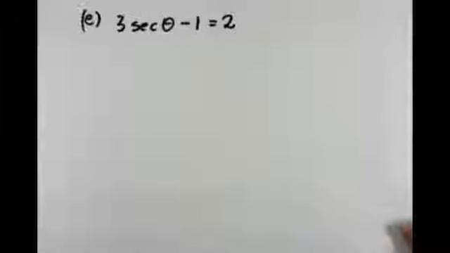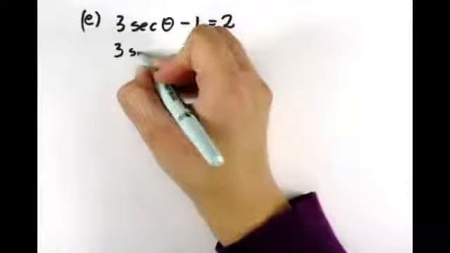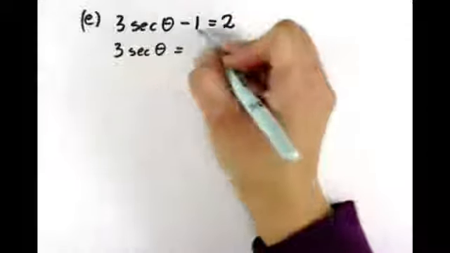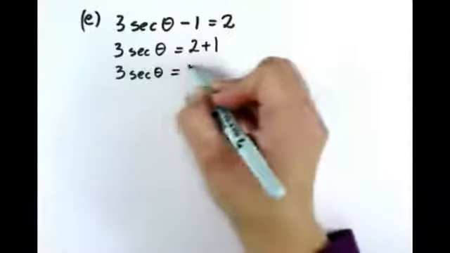Example E. 3 secant theta minus 1 is equal to 2. First, I need to solve for secant theta. So I'm bringing this 1 over. So I have 3 secant theta is equal to 2 plus 1. So we have 3 secant theta is equal to 3.